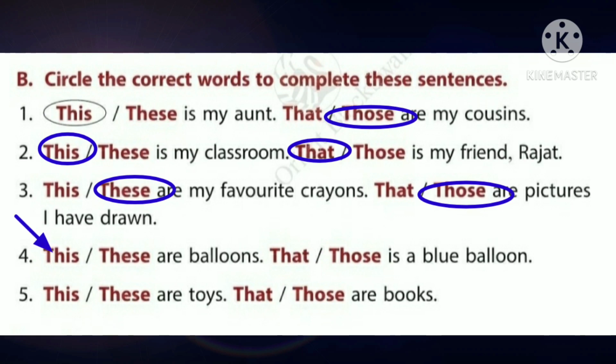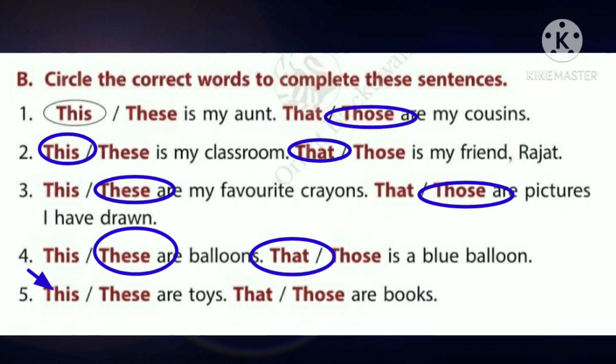Fourth one. This or these are balloons. That or those is a blue balloon. See the question carefully. Are balloons. Balloons. Plural. So we have to use these. Circle the word these. Next, that or those is a blue balloon. Balloon. Only one. That is singular. So we should write that. That is a balloon.